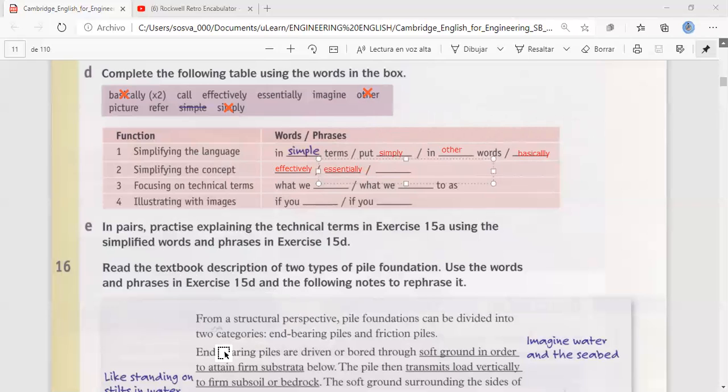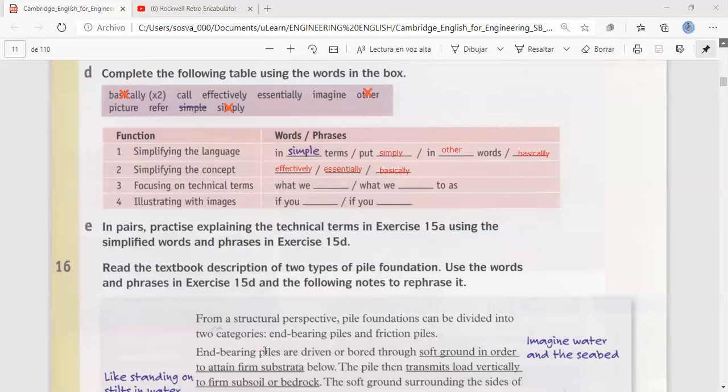Basically, because basically we have it again. Yes, basically. Just the concepts. Excellent. Yes, that's how you can simplify it. Now, what about focusing on technical terms? I mean, how would you introduce a professional word? Okay.